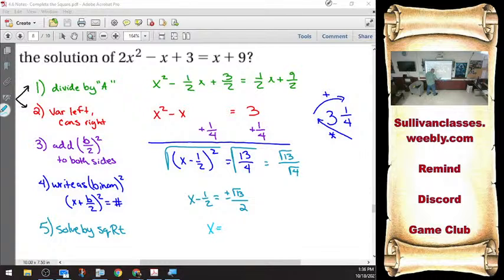Add 1/2 over. x equals 1/2 plus or minus square root of 13 over 2. Again, I have a rational part and an irrational part. 1/2 is a rational number. It's a regular fraction. Square root of 13 over 2 is not a regular fraction. It's got a radical in it. It's an irrational number. A compound number: rational part, irrational part. Okay?